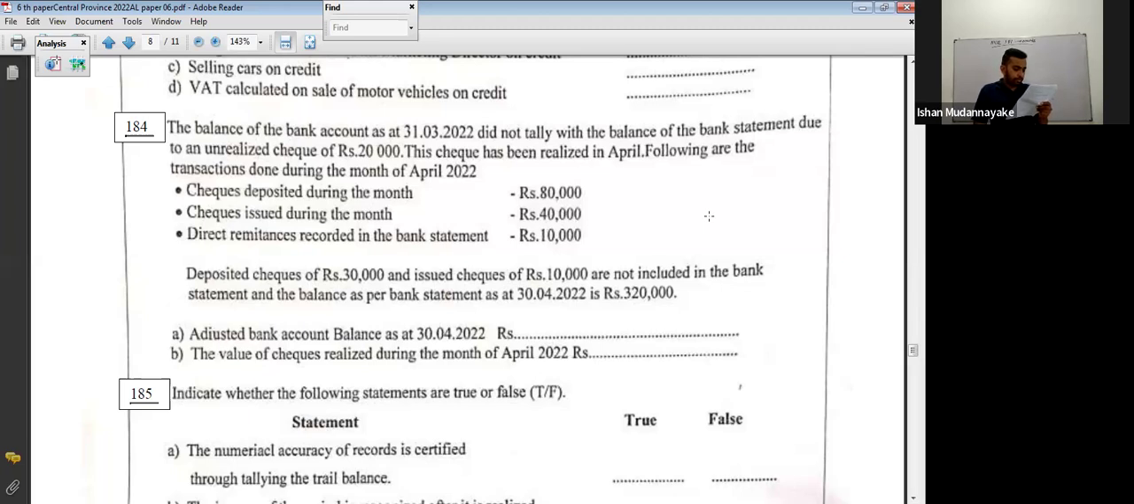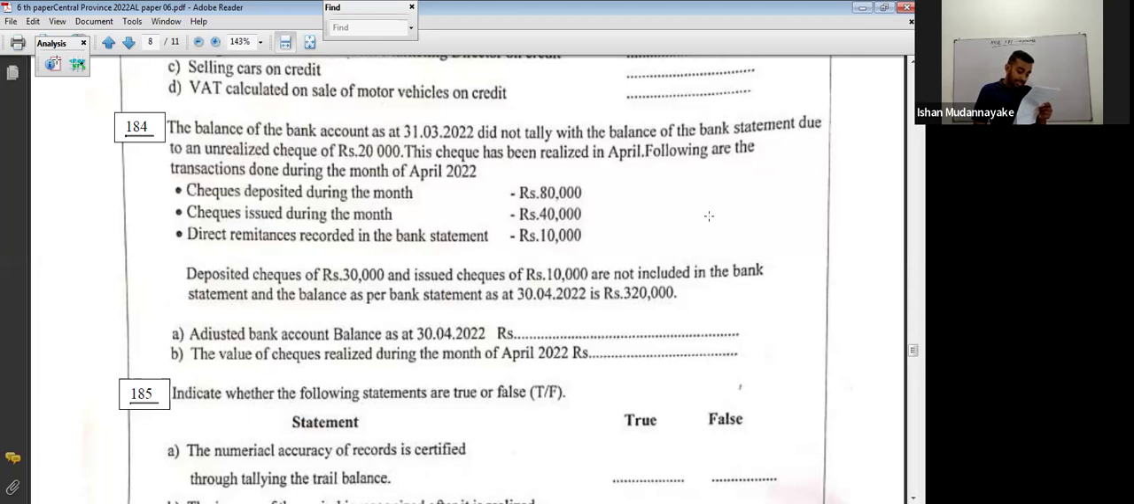These are the transactions for the April month. Check deposited during the month 80,000. Check issued during the month 40,000. Direct remittances recorded in the bank statement 10,000. Deposited check of 30,000 and issued check of 10,000 are not included in the bank statement, and the balance as per the bank statement as of 30th April 22 is 320,000. Our bank statement closing balance is 320,000.